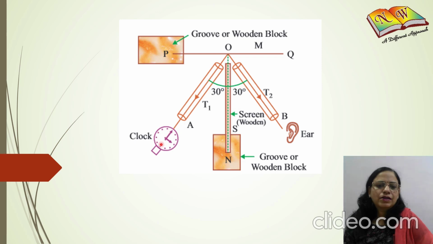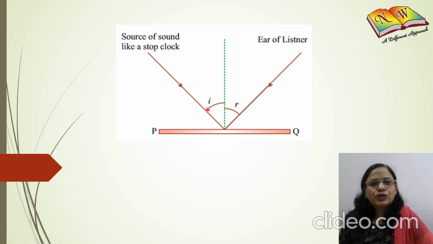So we have placed a small stop clock over here. The sound wave will travel through the pipe. It will hit the reflecting surface, bounce back and travel back through the second pipe. And if we place an ear here, you should be able to hear the sound. So this is how we prove that sound is reflected using the same laws as the law of reflection of light. Let us understand this. The law of reflection of sound is that the angle of incidence is equal to the angle of reflection. Let us perform this experimentally now.